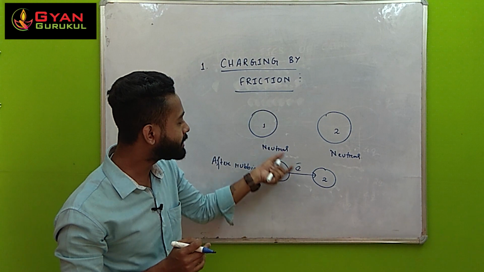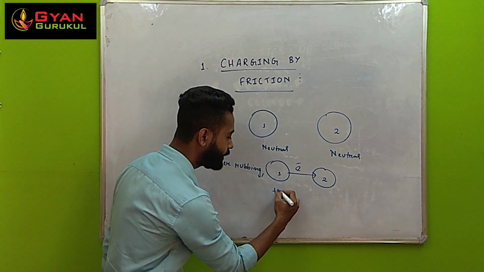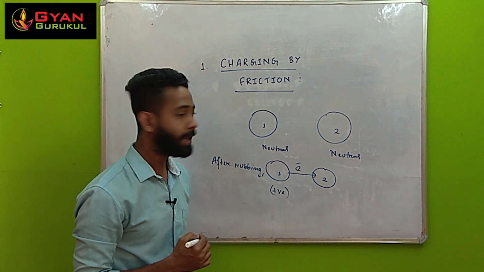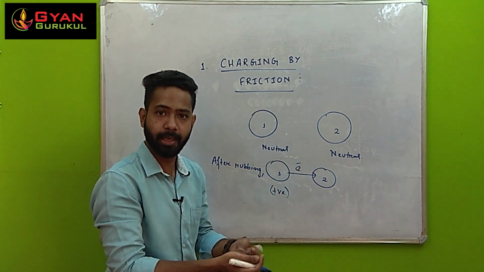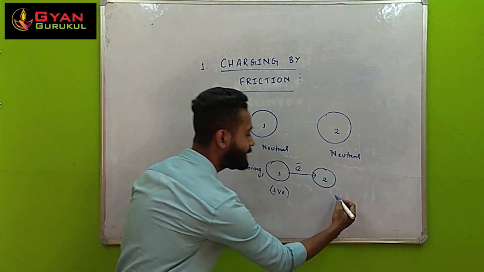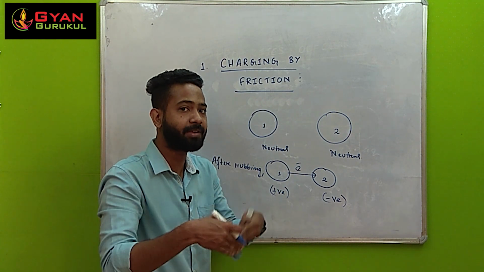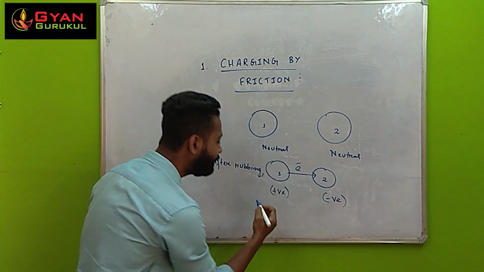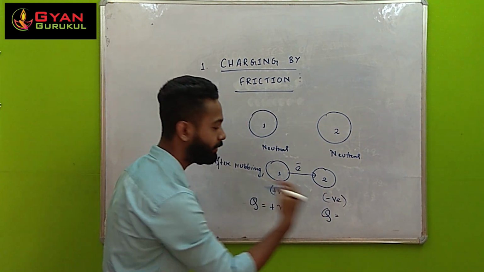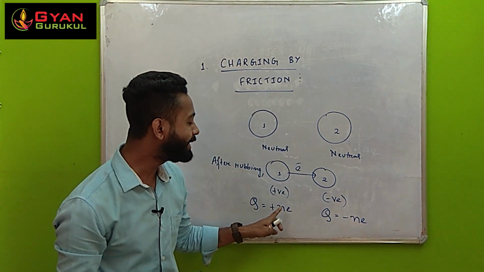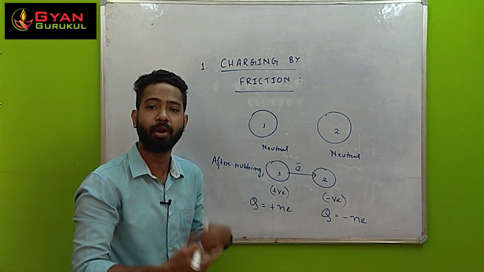Body 1, because it has lost some electrons, will have a deficiency of electrons. In that process, it would acquire a net positive charge. And body 2, which has gained some electrons, would have an excess of negative charges and hence would acquire a negative charge. What would be the value of that charge? If somebody asks you the value of the positive or the negative charge acquired, it would be given by Q equals plus NE in this case, and Q equals minus NE in this case. What is N here? N is the number of electrons that get transferred from one body to the next body due to rubbing.